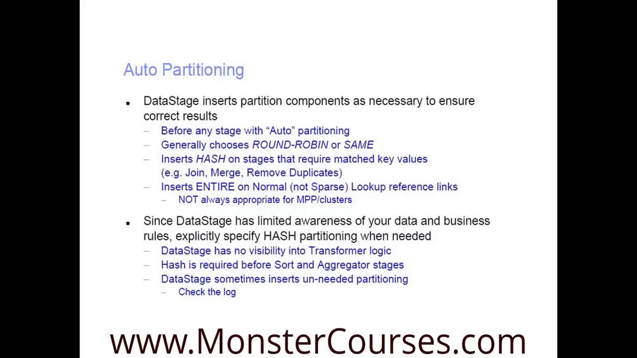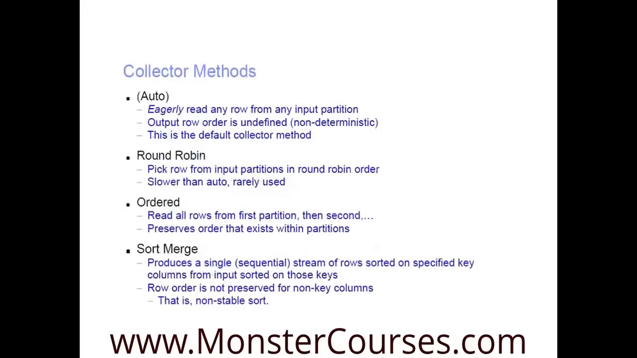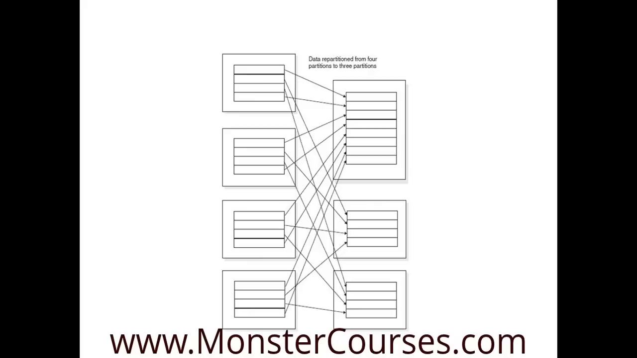Collector method: these are the algorithms which we use for collecting the data. Auto is fine anyhow. Round robin is nothing but picking up records from the different nodes. Ordered means first we get all the data from the first node, after that from the second node, after that from the third node. Sort merge: if we require the data sorted while collecting, then N1 will give sorted data, N2 sorted data, N3 sorted data, and we combine, that is, merge all the data here.